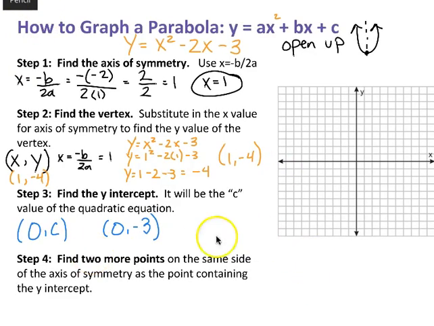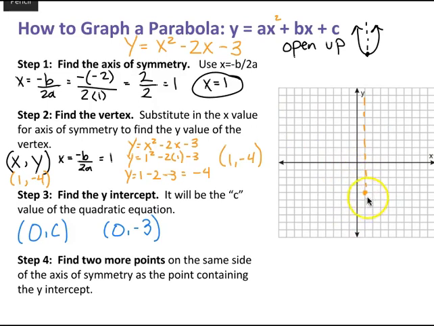All right. So let's go ahead and plot everything we have so far. I'm going to start by plotting the vertex. So the vertex is at 1, negative 4. So go to the right and then down 1, 2, 3, 4. So there's my vertex. I know my axis of symmetry is going to go right through that vertex with the equation of x equals 1.